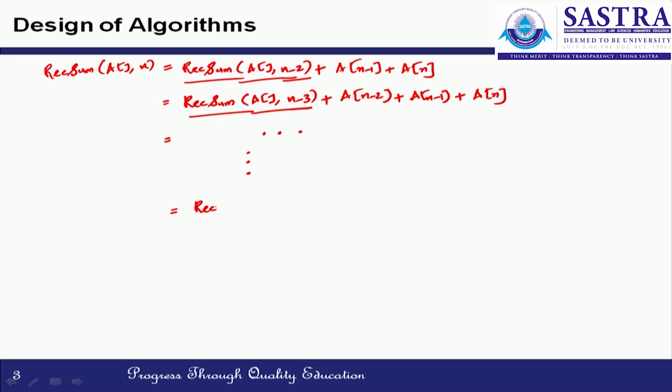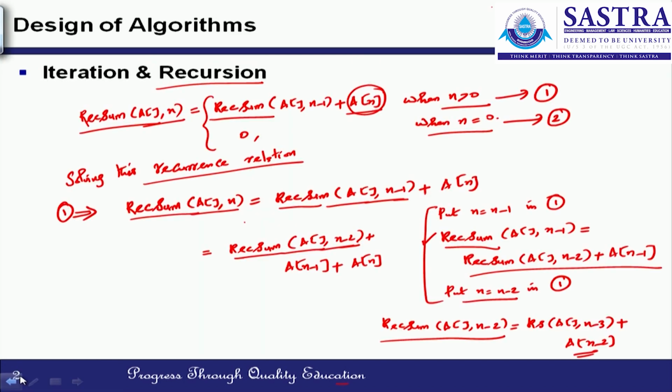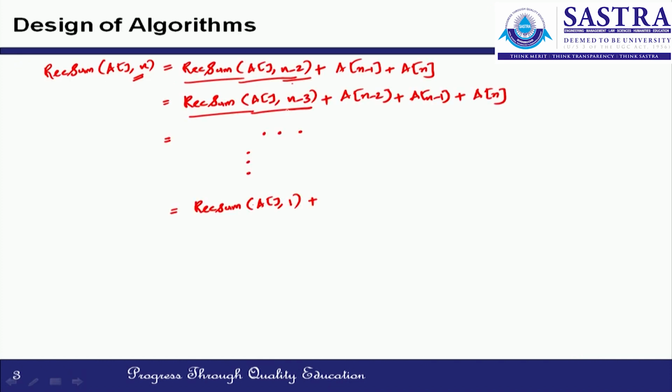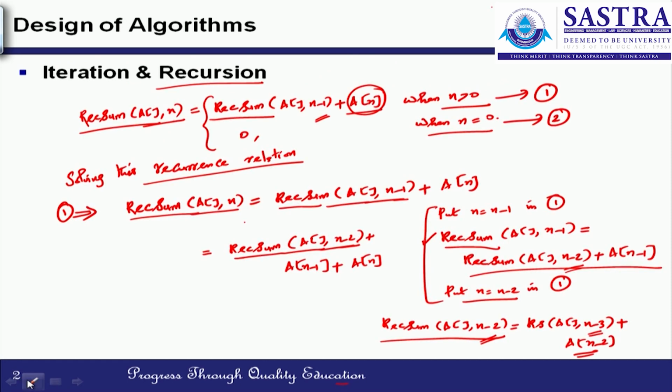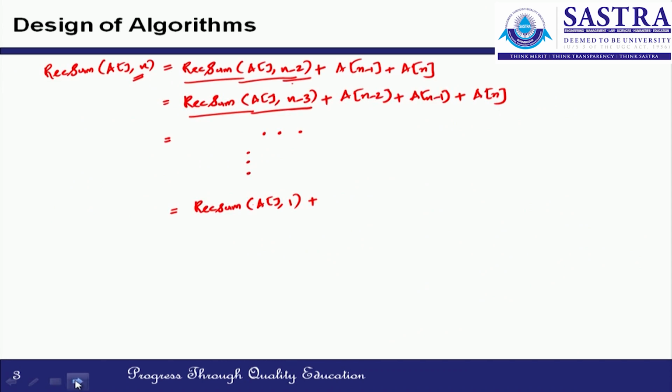What happens? Recursive sum a array comma 1. Have a look here: initially n means recursive sum of a array comma n, which means recursive sum a array comma n minus 1. Recursive sum of a array comma n minus 1 means recursive sum a array comma n minus 2. Recursive sum a array comma n minus 2 means recursive sum a array comma n minus 3. So likewise, for the next term recursive sum a array comma n minus 3, you have on the right hand side recursive sum a array comma n minus 4.